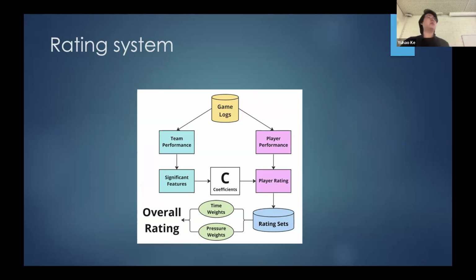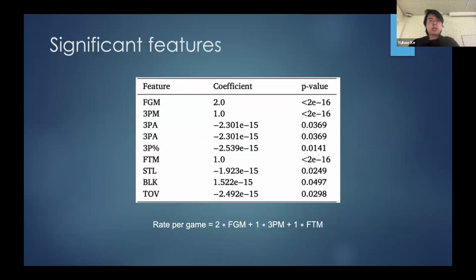And we have 2 weights. One is time weights, the other is pressure weights. Time weights means if the time is more recent, that will have more weight. The pressure weights means if the game is very competitive, very tough, it has more weight. And then we combine them, get the average, and we get the overall rating for this player.